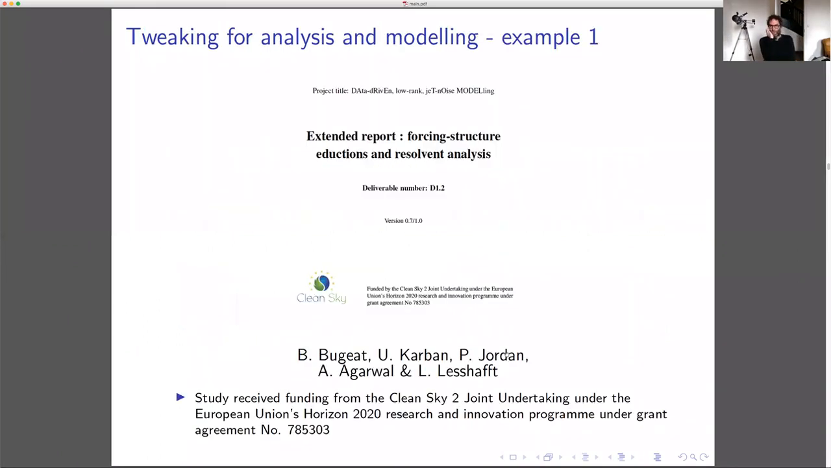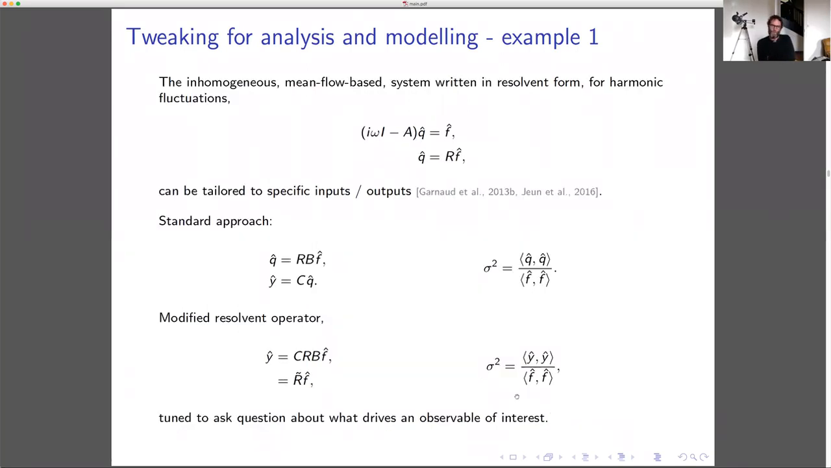Okay, that brings me on to the second part of the talk, where I'm talking about how you can manipulate or tweak the resultant framework for the purposes of physical analysis or the elaboration of simplified models. I split this into two examples. The first comes from work that was led by Benjamin Bugeat, who's a postdoc working with us on this European project, co-supervised by Anurag Agarwal from Cambridge and Lutz Lesshaft from École Polytechnique in Paris. So these are some preliminary results from the analysis that we've performed so far.